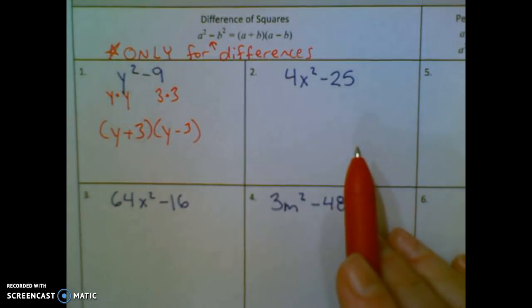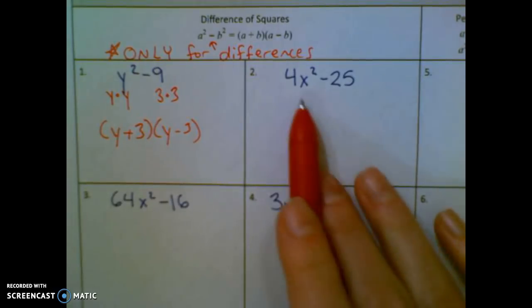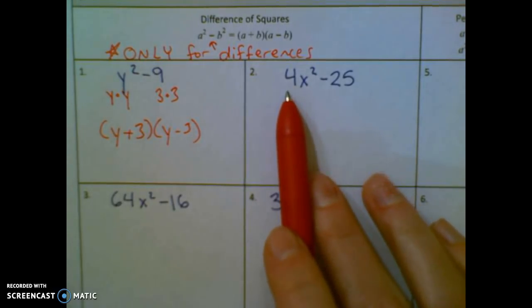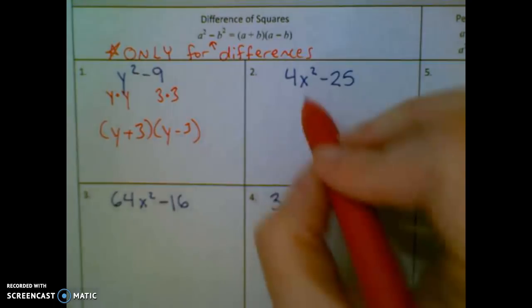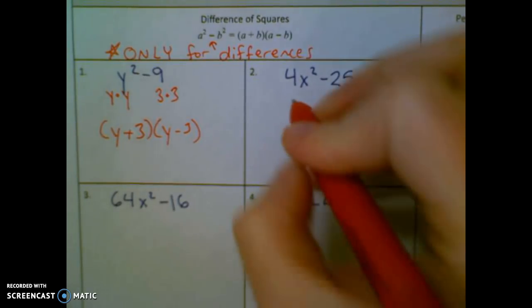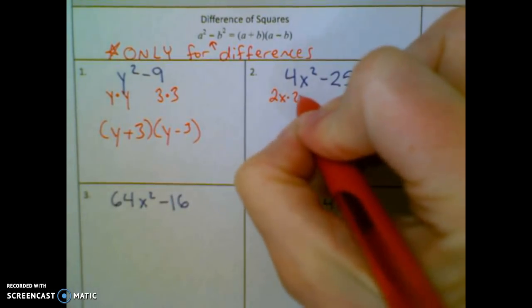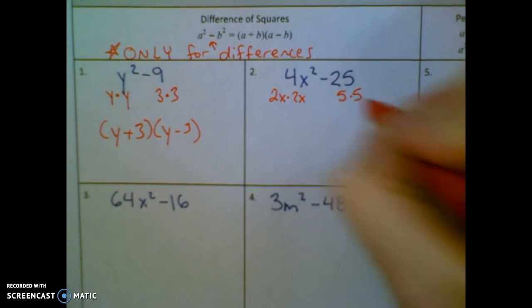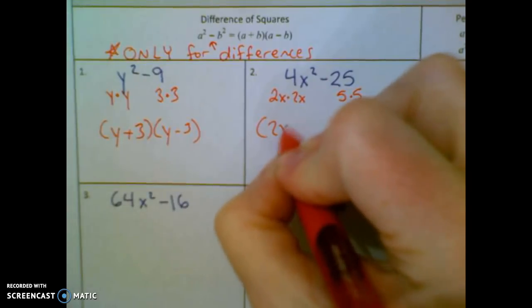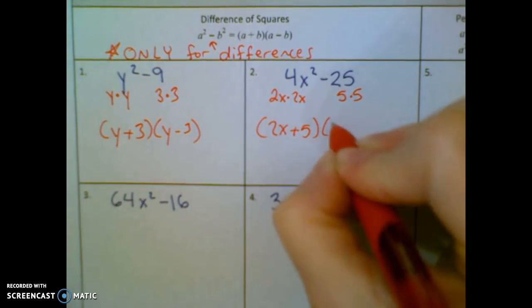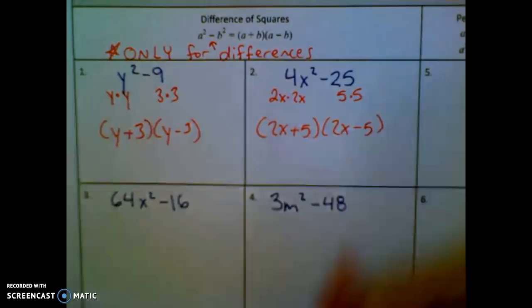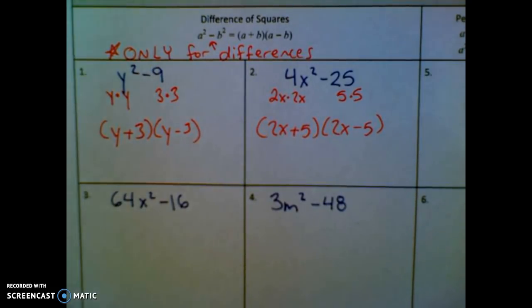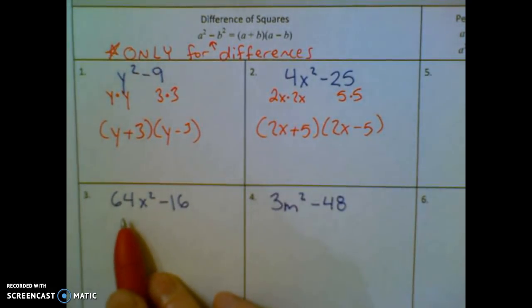Always check for GCF as well, but in this next one, 4 and 25 don't share anything. So what do you multiply to get 4x squared? Well, that's 2x times 2x. What do you multiply to get 25? Well, that's 5 times 5. Your answer is 2x plus 5, 2x minus 5. So these are super, super nice. I love these problems.